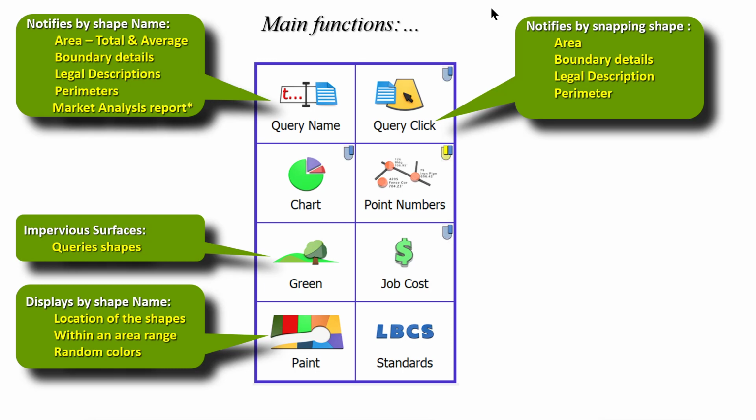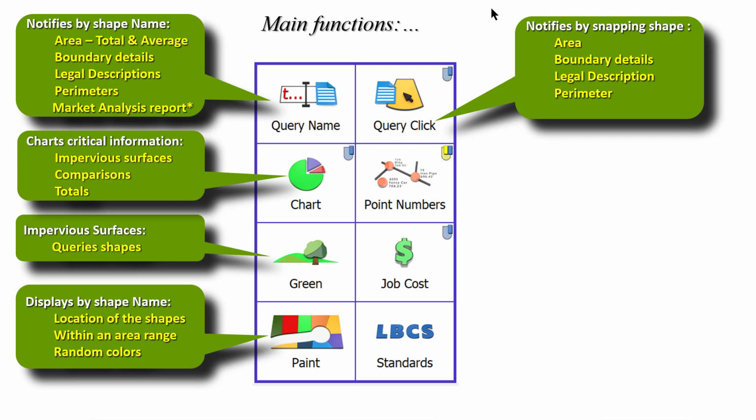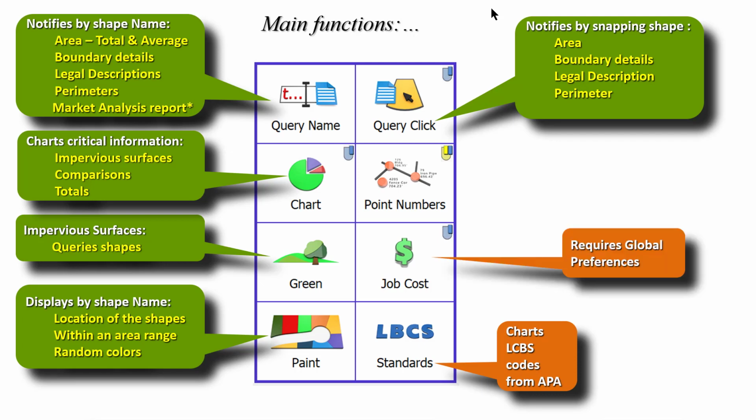Impervious surfaces, green. Press the button and it will tell you your impervious surface. All these buttons, by the way, do multiple things. Charts. Instead of looking at numbers, let's chart everything. You'll see that. It's much easier to interpret things. LBCS, those are American Planning Association charts and codes. And if you do not understand what LBCS is, just ignore this button.